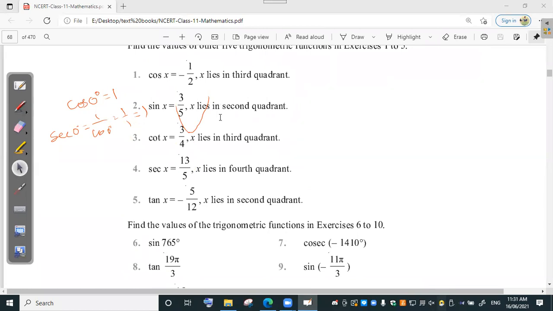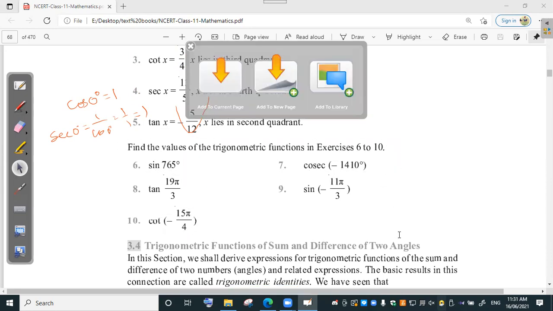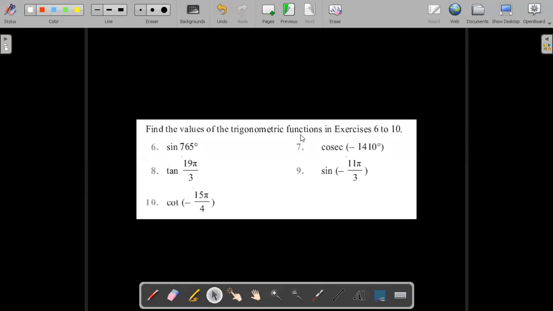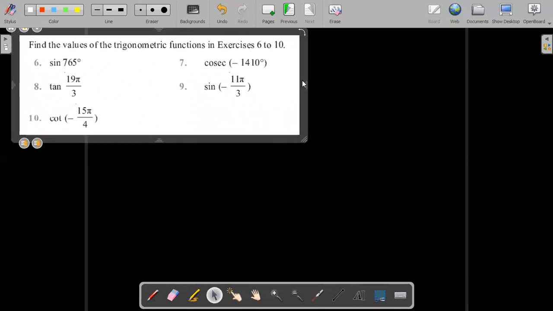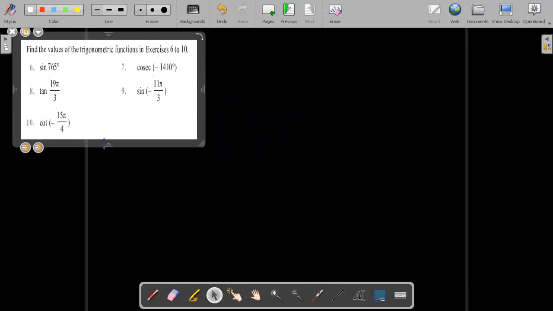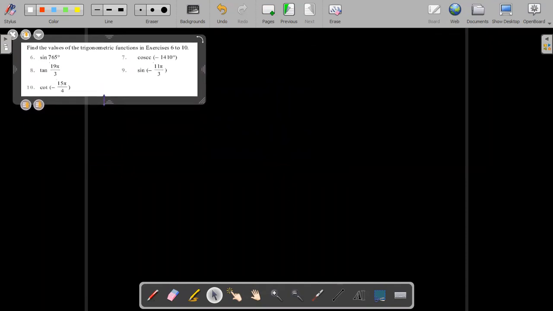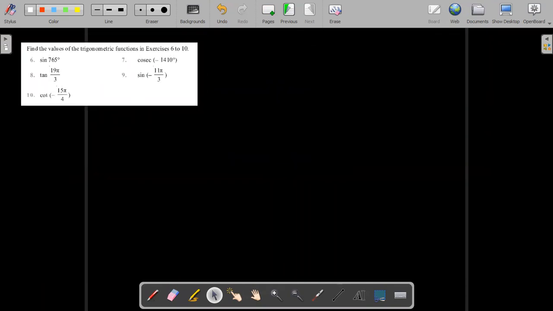So you can try these questions. I think it's not a big problem. And this type of questions we have also seen, but we will do it again: find the values of these ratios. So we have to find sine 765 degrees.